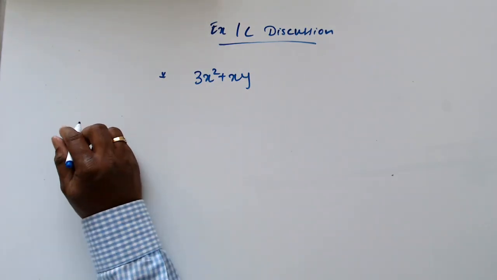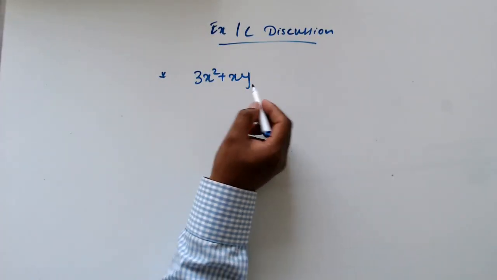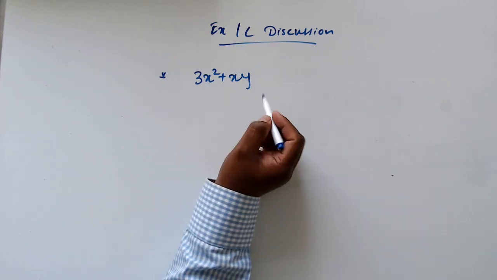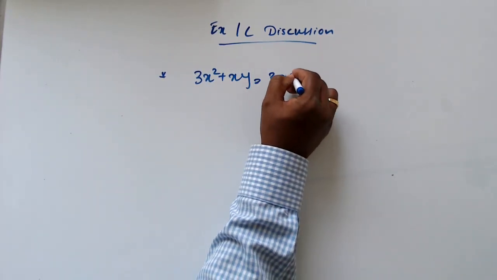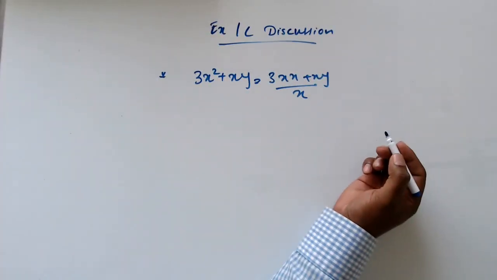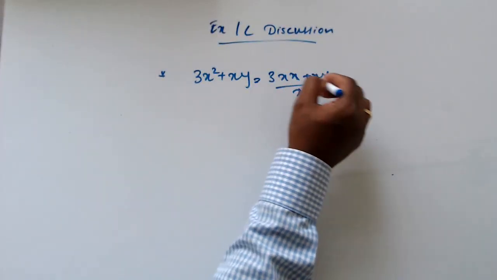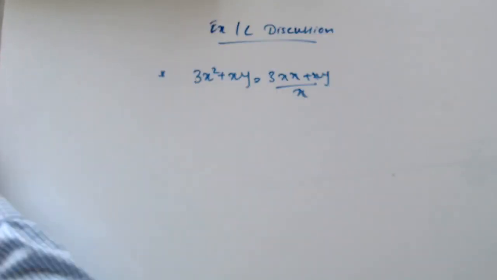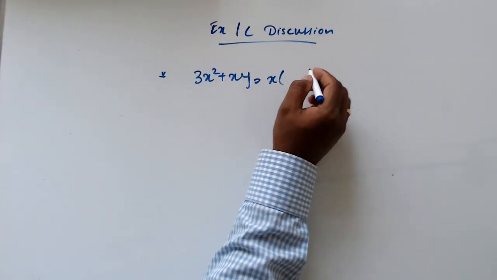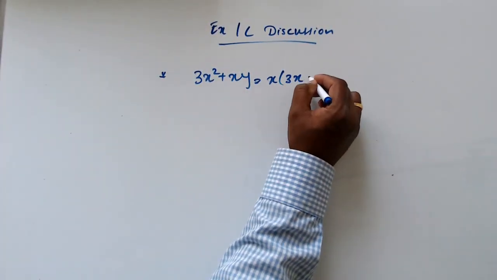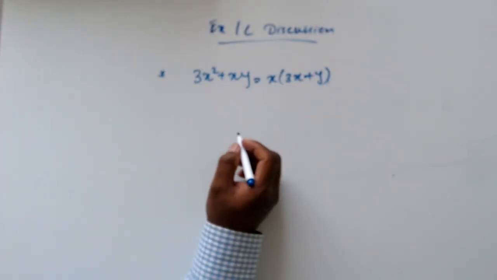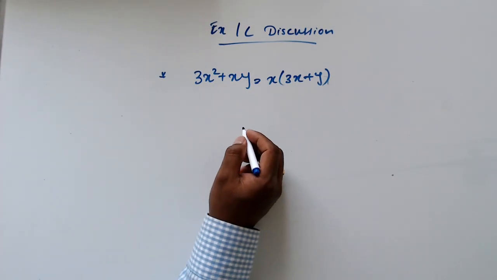In this example you can see that you can divide both terms by x. This term by x, this term by x. If I expand this one, 3x squared plus xy, you can divide both terms by x. Because of that, you can take x as a factor. So this is going to be x(3x plus y), and when you multiply you will get the same answer.